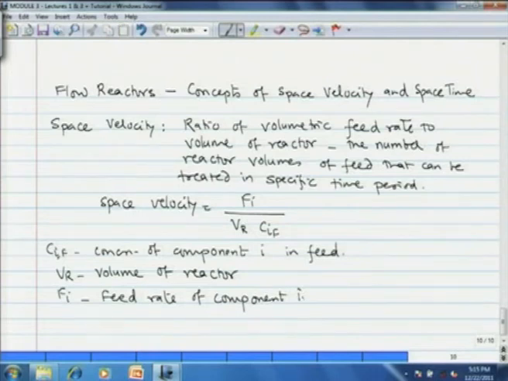Now, space time is essentially the inverse of space velocity. This is the time required to process one reactor volume of the feed.